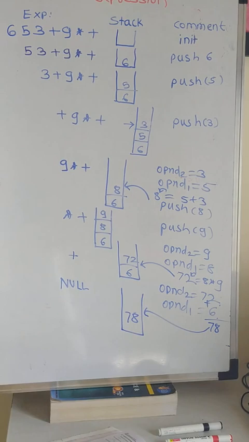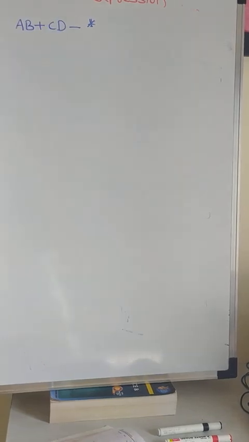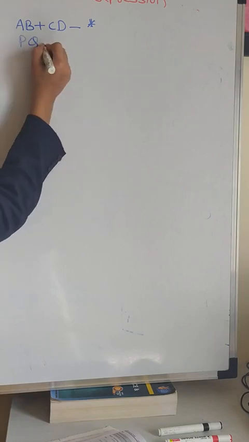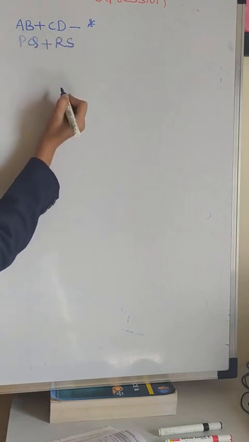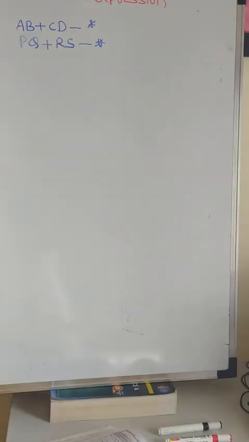Same way you can solve the other examples also. I will give you one example and you can solve it using exactly the same steps. Okay, I am giving this example. Now you can solve this example: AB plus CD minus star. And in the same way you can solve one more example for practice: PQ plus RS minus star. Same example, just the variable names are changed here.